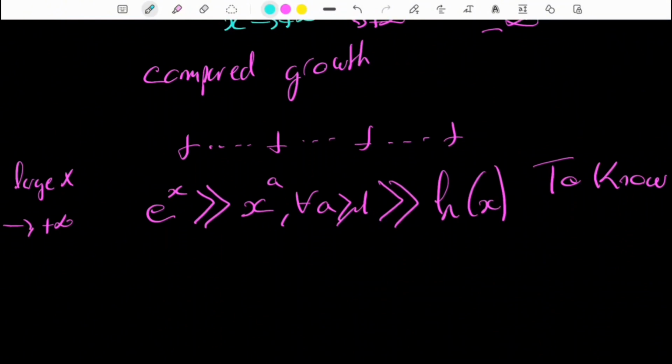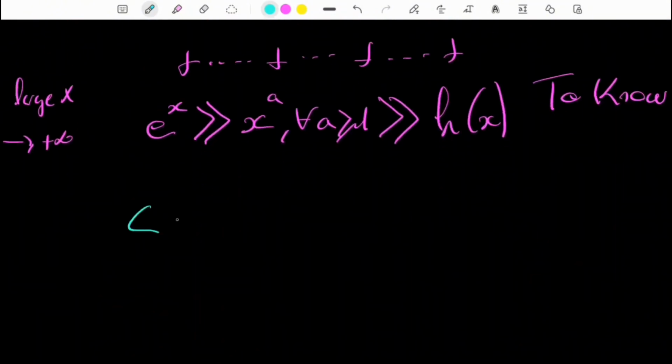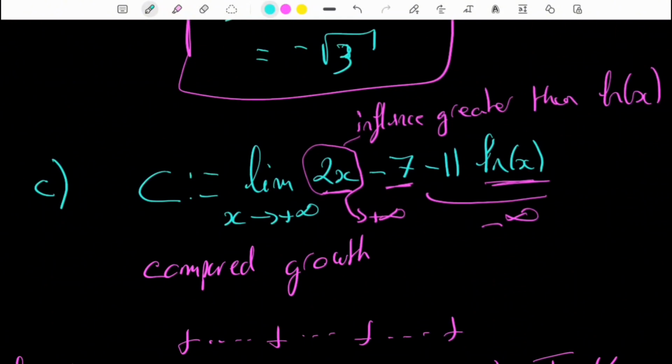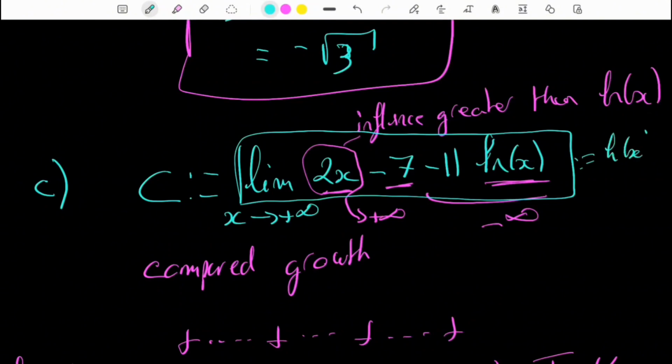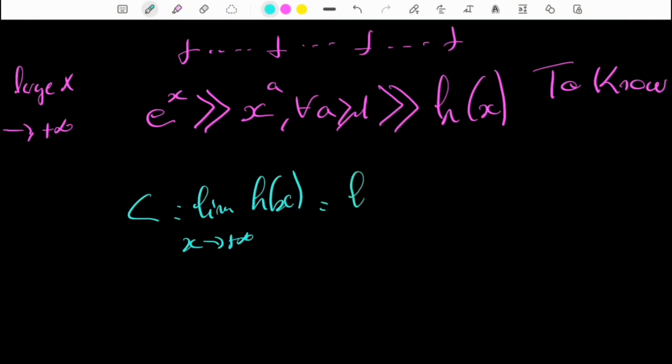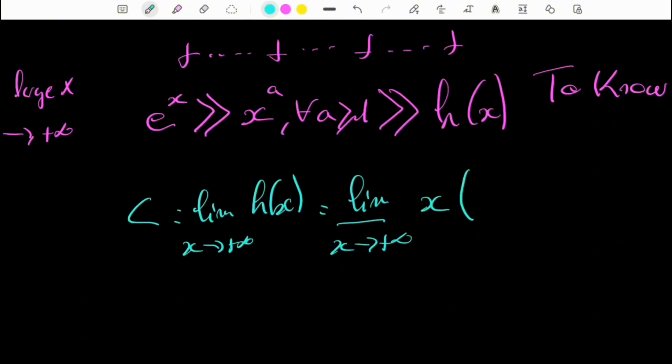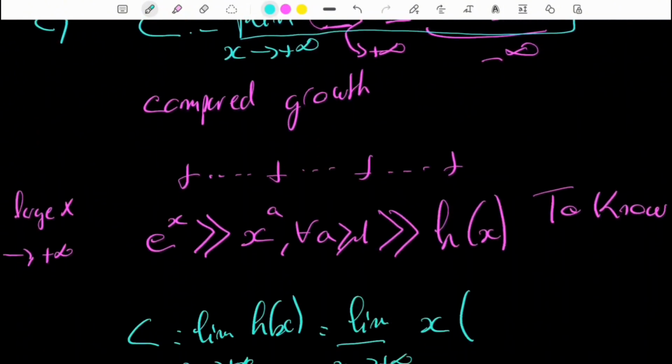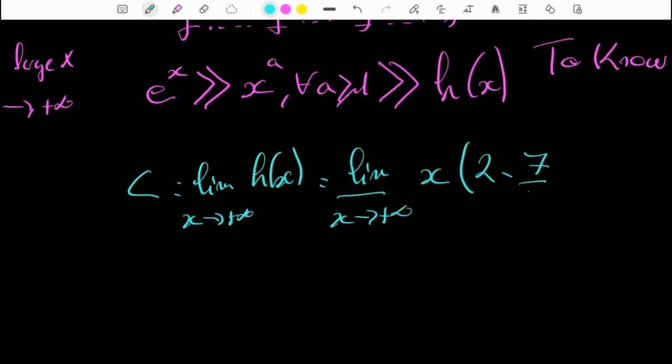Okay, so if you want to justify it, you just say that c is equal to the limit of h of x when x tends to plus infinity, h of x being this big thing, so equal to the limit when x tends to plus infinity of x, okay, so I factorize the whole thing, x times (2 minus 7 over x plus 7 over x minus 11 ln of x over x).